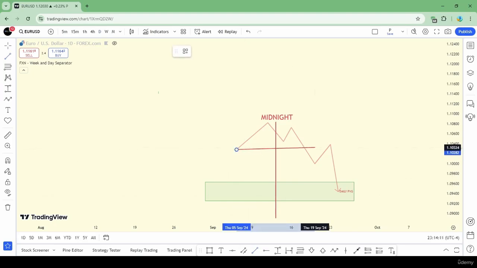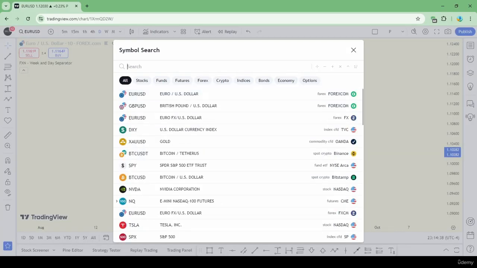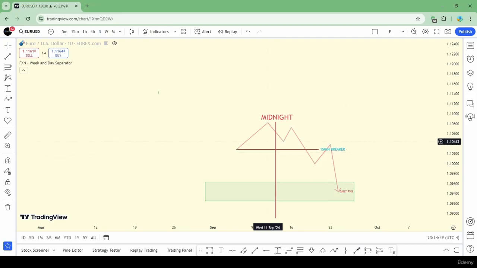So ideally this swing low, mostly in the 15 minutes or the 1 hour, we want to see it broken and then retested. So this is our 15 minutes breaker. So this is our 15 minutes breaker.